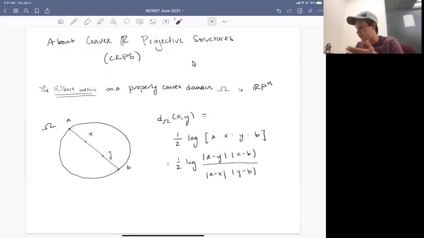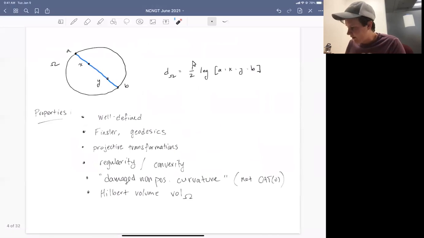So it's not necessarily obvious right off the bat that this gives you a metric. The triangle inequality is something to prove, but it does give you a metric. So some properties of this metric. It's well defined. It doesn't depend on the choice of affine chart. The cross ratio is a projective invariant. So you can slice omega any way you want. And it's also, for the same reason, preserved by projective transformations.